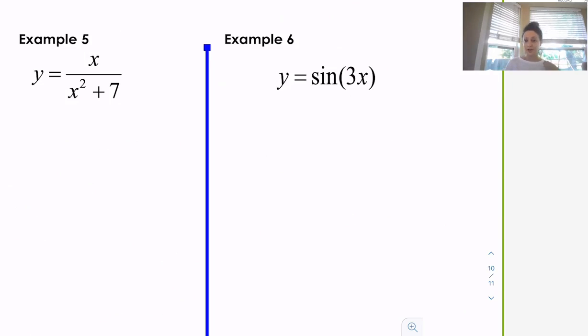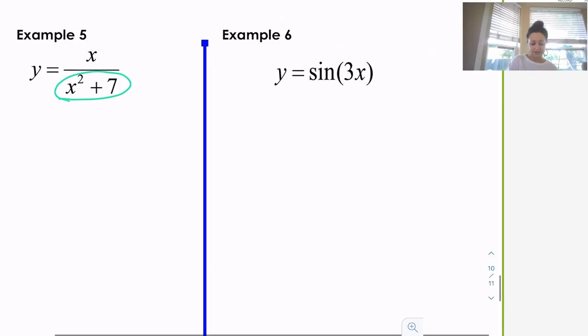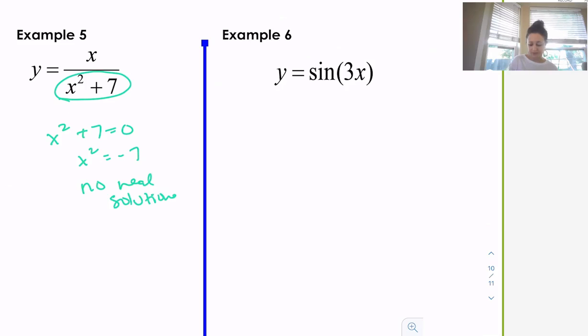All right, so for example 5, if I've got a rational function to determine the discontinuities, what did we do first? We looked at the denominator and tried to factor it, right? Now, this is not factorable over the reals. If I try to set that equal to 0, what's going to happen is I get an imaginary number, right? So no real solution. So there are no real values that would make the denominator 0. So in this case, no discontinuities. In other words, everywhere continuous, okay?